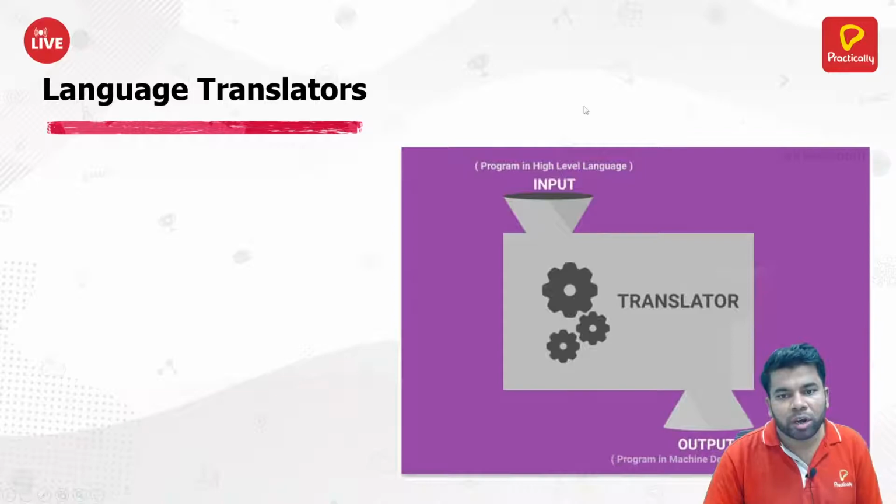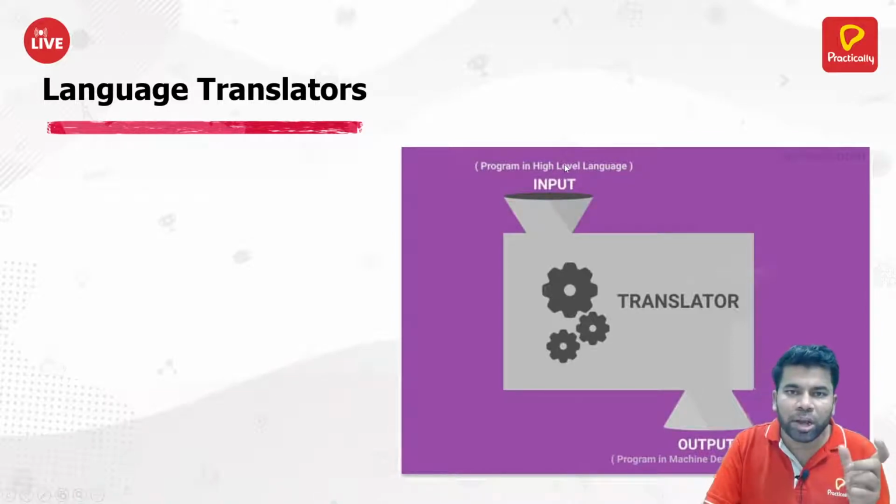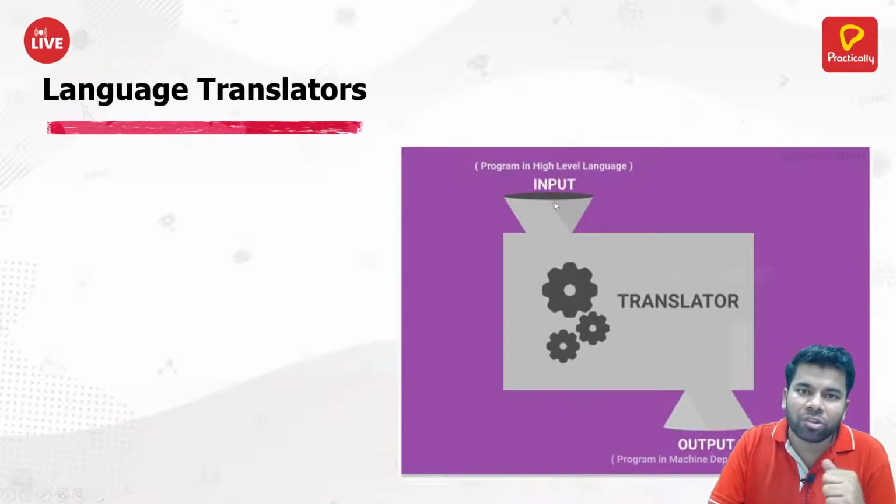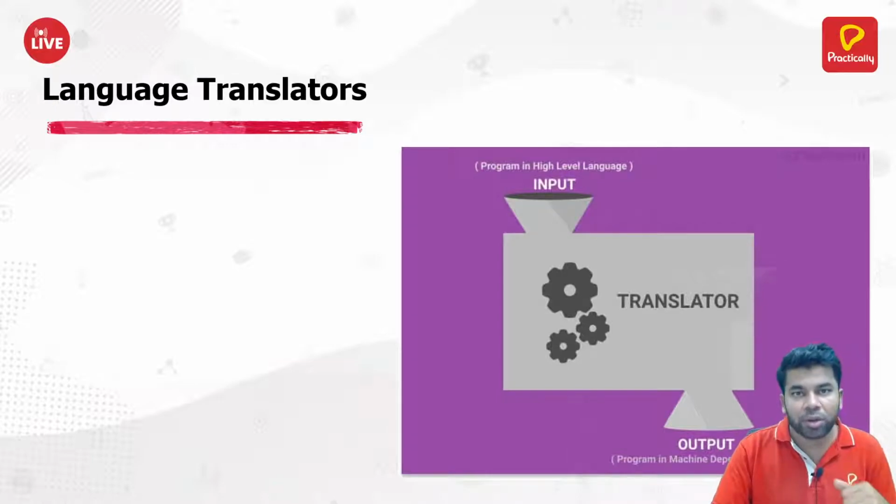In this diagram, when we give a programming language as the input to the language translator, it will translate the program written in a high level language. Suppose we are writing a program in C, C++ or Java. The computer doesn't understand this high level programming language. The computer understands machine code, the binary code.